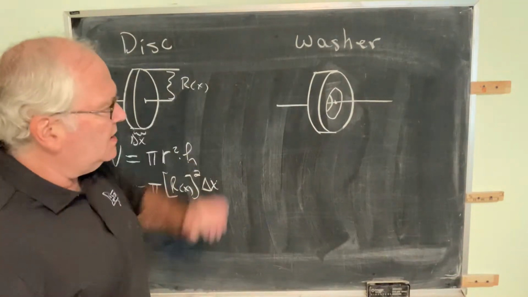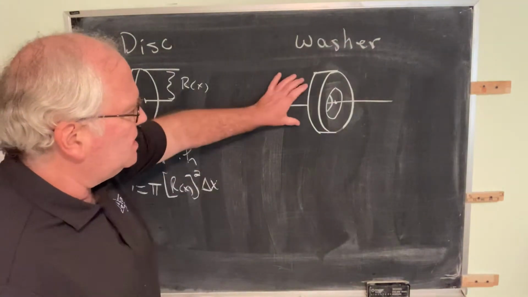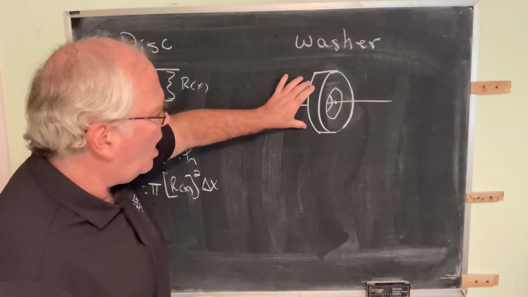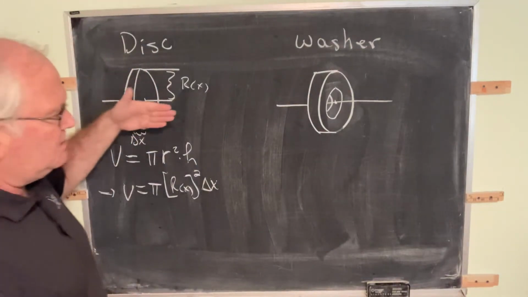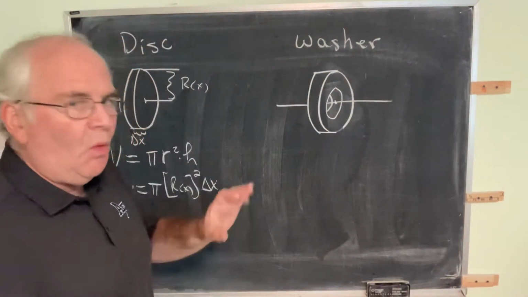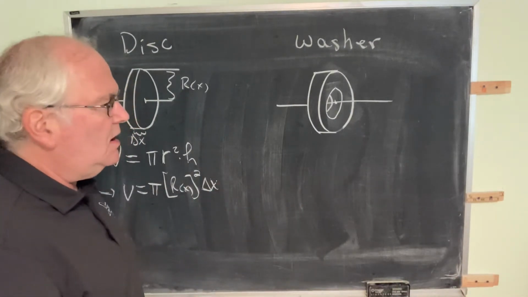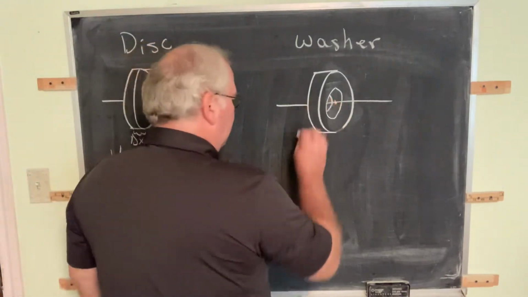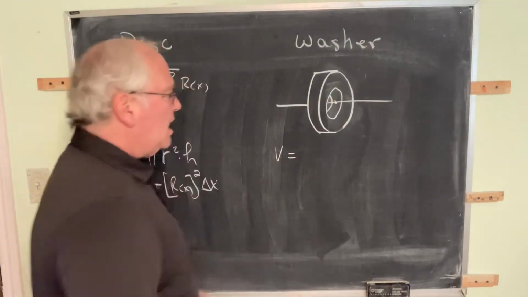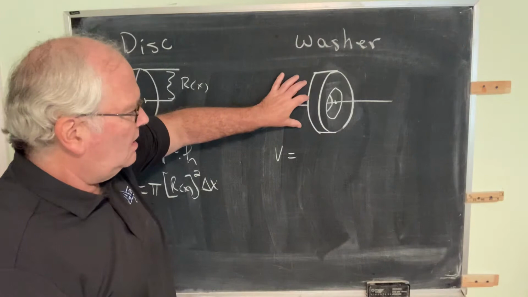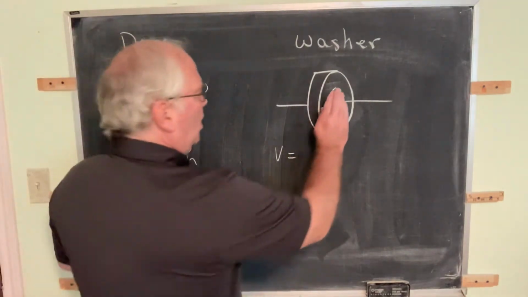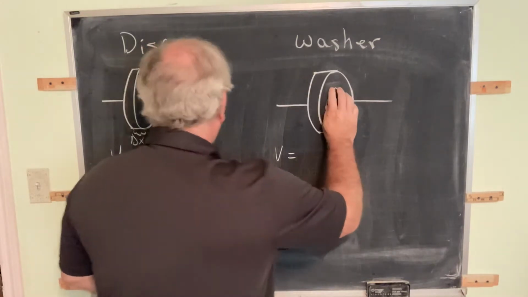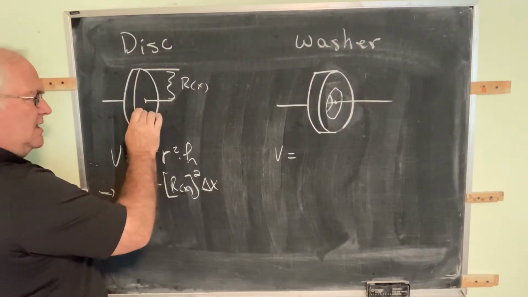Now we're going to take a look at a slightly different notion here. This is a washer, a hollowed out disc, some people say. It's a disc, but it has a hole in it. It's like a washer you would put on a bolt when you're constructing something. And so the question here is, what is the volume of this washer? Well, if there were no hole drilled through it, the volume of this washer would be the same as the volume of the original disc.